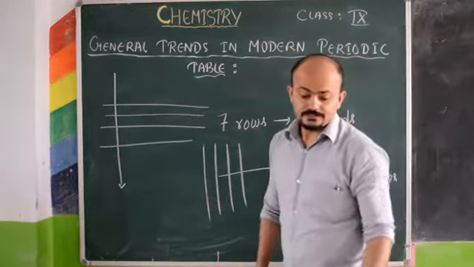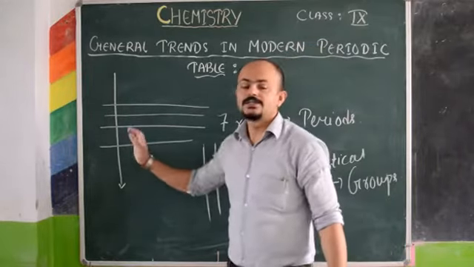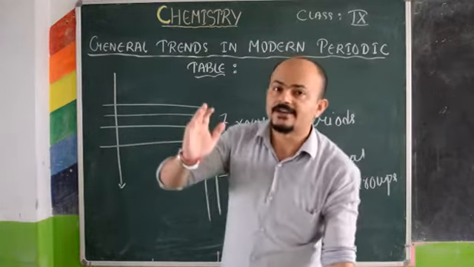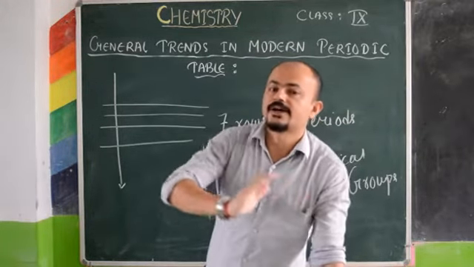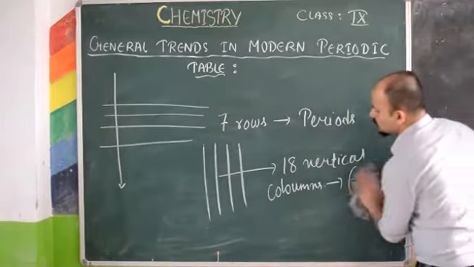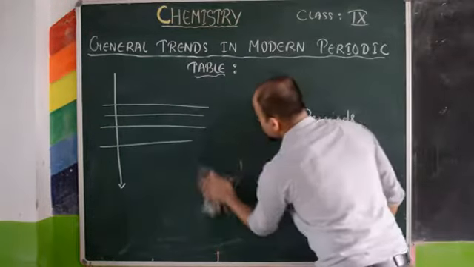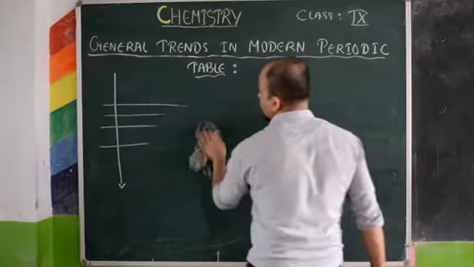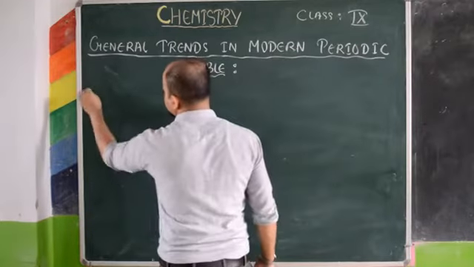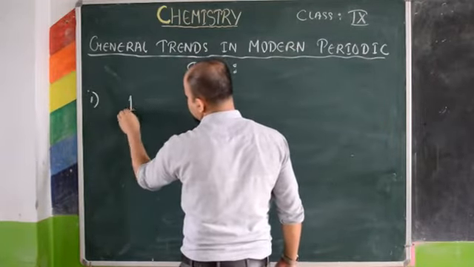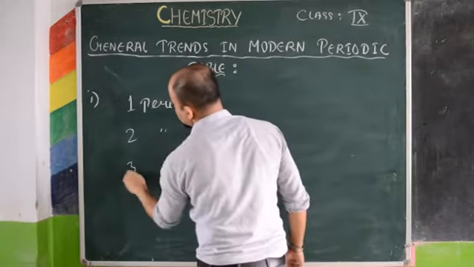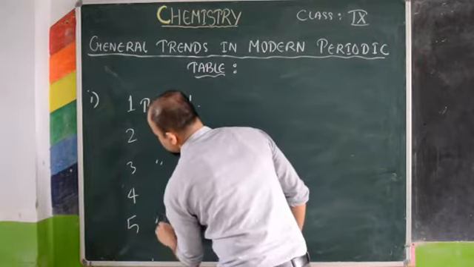So today we will be discussing the properties of elements and how they vary as you go from top to bottom or from left to right in the periodic table. As you move from top to bottom, suppose you are in the first period, then you come to the second period, then third, then fourth, then fifth, and it goes on like that.